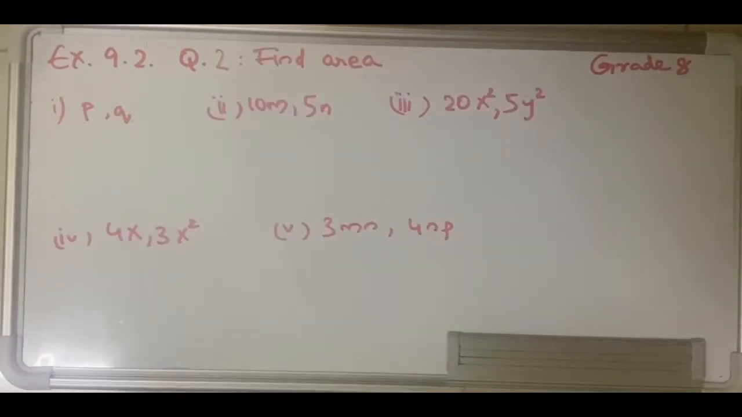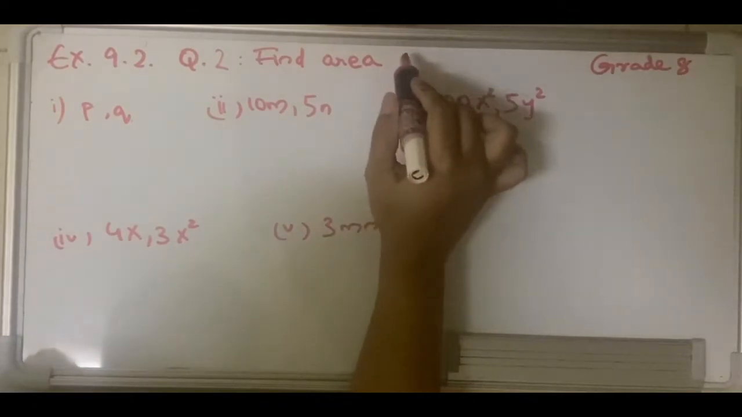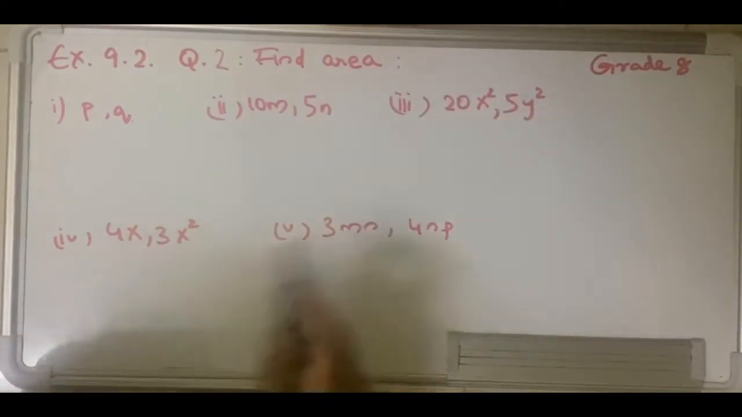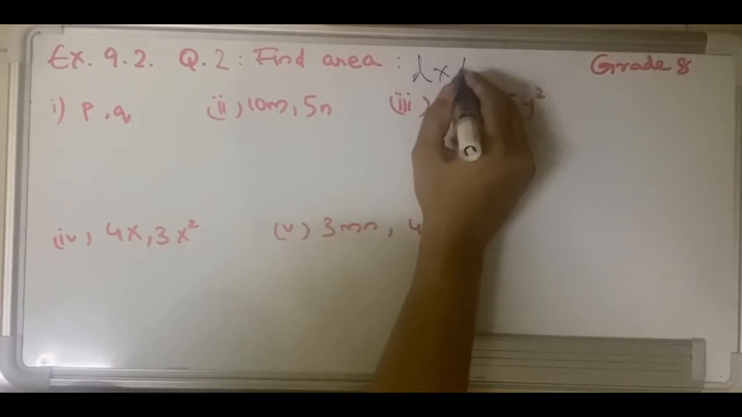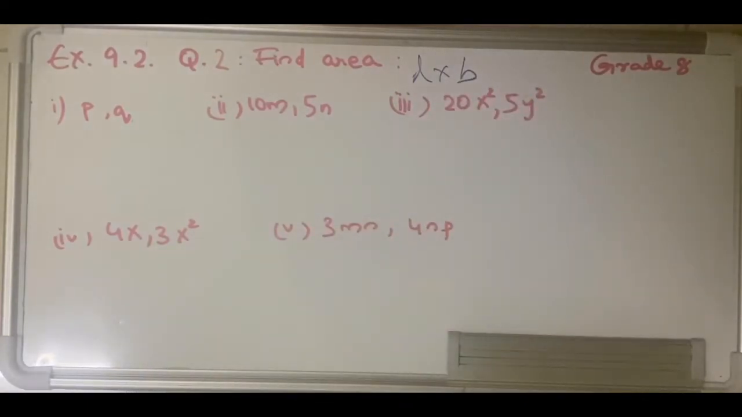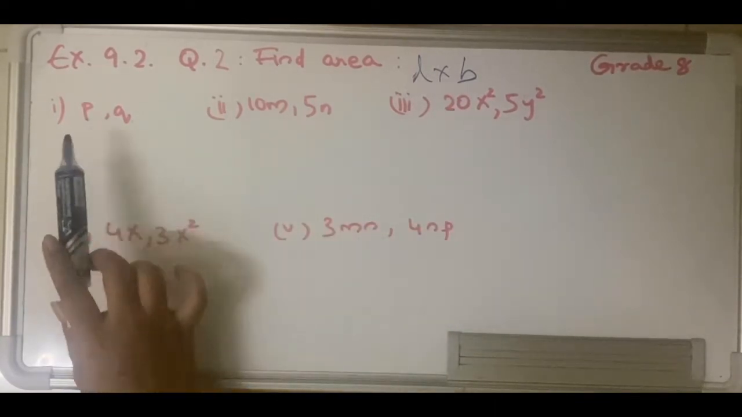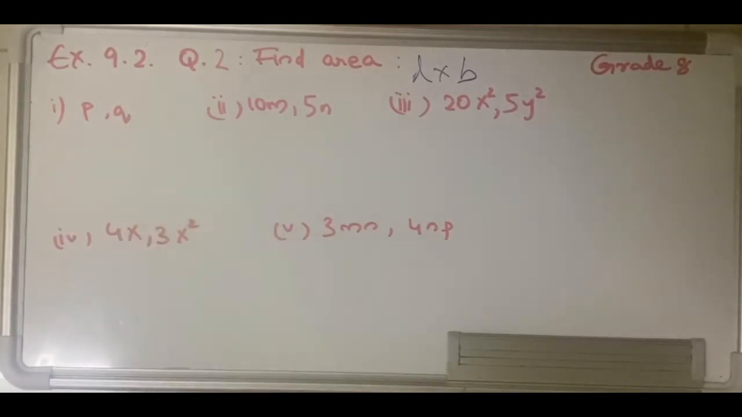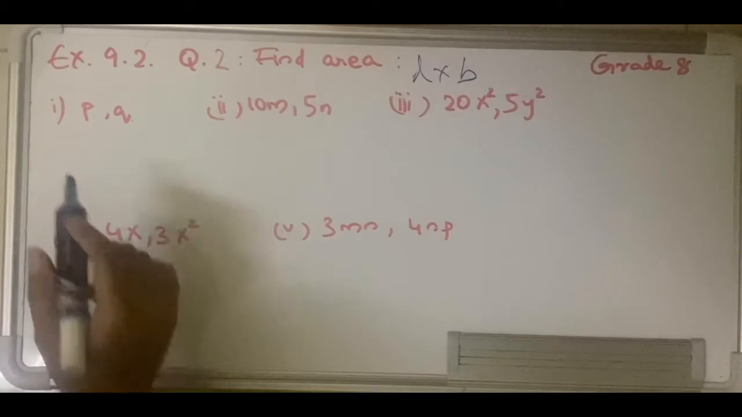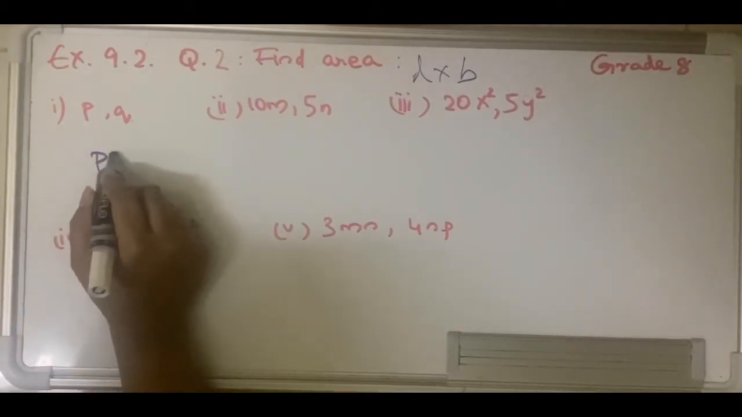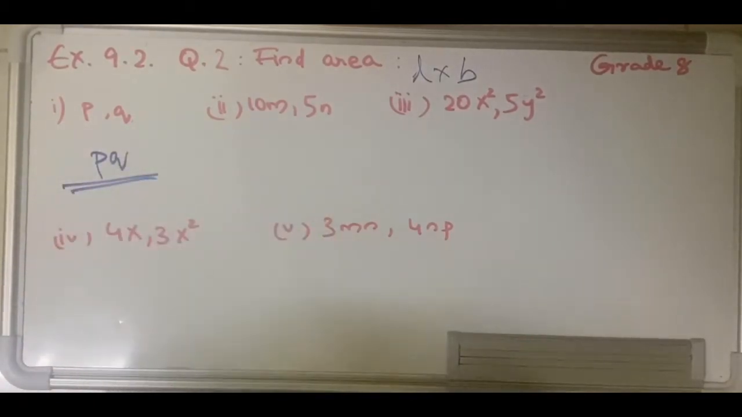Clear? Our second question is about finding the area, and we all know that finding area means the formula would be simply length times breadth, right? Because they have asked us to find the area of a rectangle and they have given us length and breadth. So I have made it into 5 questions. So each question has got a length and a breadth, and we need to find area, which is simply length times breadth. So in this particular question also, we are simply going to find the product, right? So first one is p times q, and p times q would be simply pq, right?